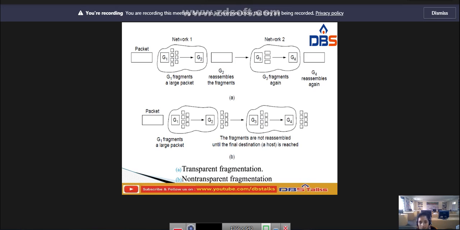Each fragment is like this, these are the fragments. This is the large packet. This packet is divided into a number of small fragments. Each fragment is addressed to the same exit router, G2, where the pieces are recombined.